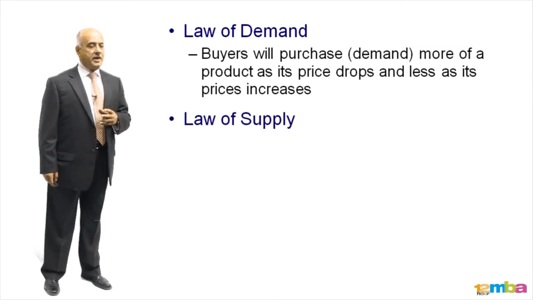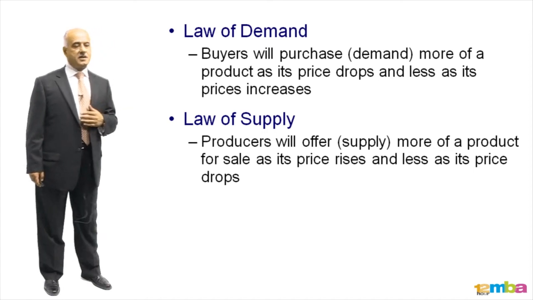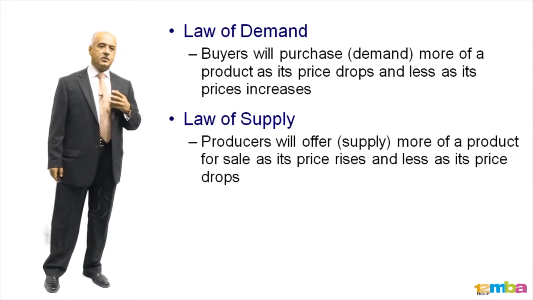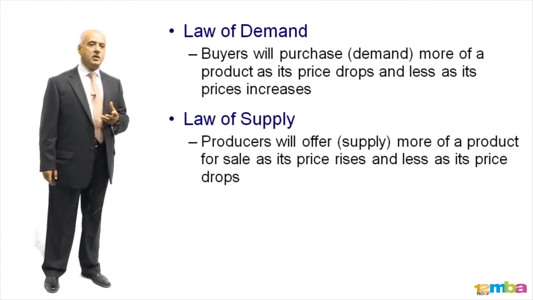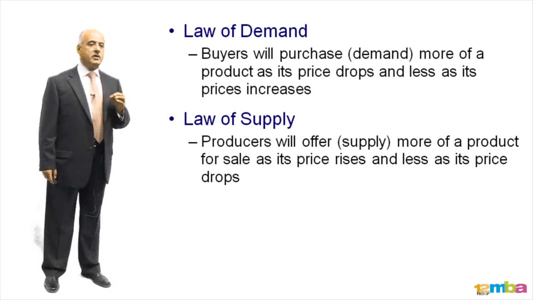The law of supply means that the producers will offer or supply more of a product for sale as its price rises and less as its price drops. So the producers will be willing to produce more if the price is high because they can make money. They will be willing to produce less if the price drops. And that is, again, what is happening in our day-to-day experience in the oil and gas industry.